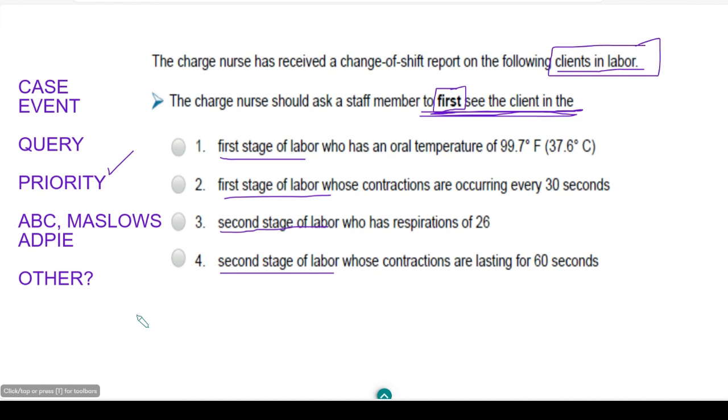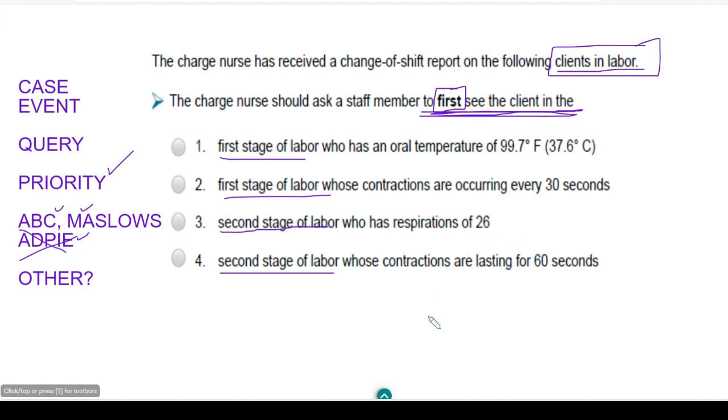All right, so once you recognize that time proximity, now we've got to figure out how we are going to differentiate the priority patient. Well, priority 9 times out of 10 deals with ABC, Maslow's, or ADPI, but they're asking for who should we see first. Seeing first is based upon a patient need, and patient needs are not within nursing interventions, which is ADPI. That's our plan of care. Patient needs are embedded in Maslow's. The top patient need is airway, breathing, and circulation.